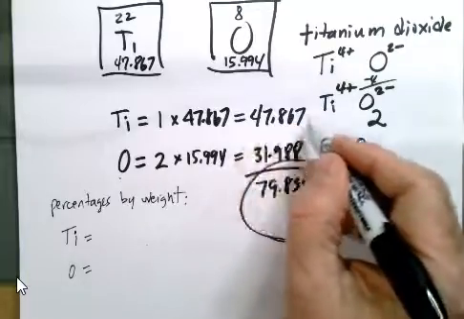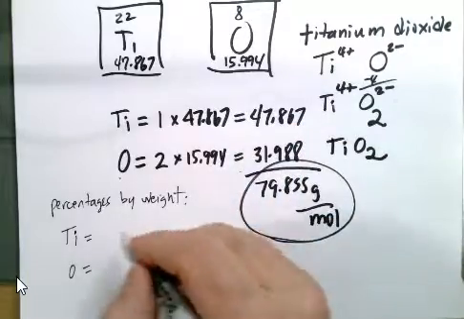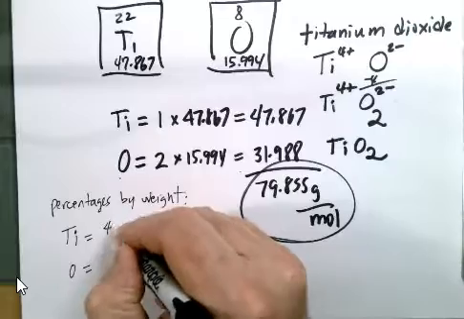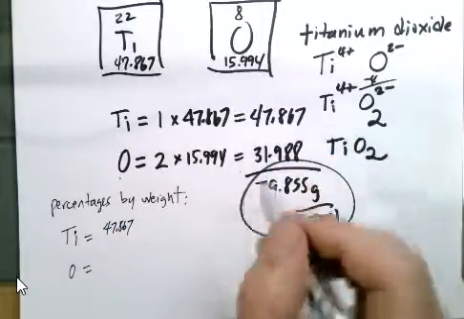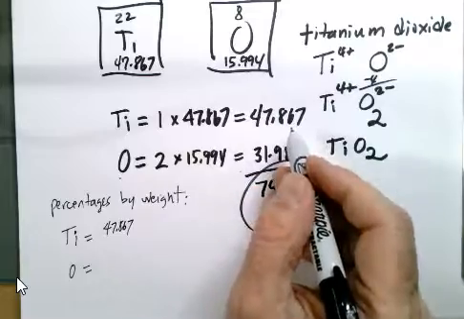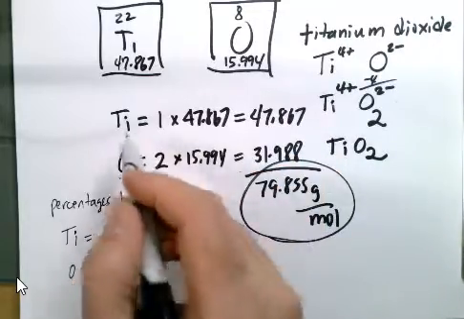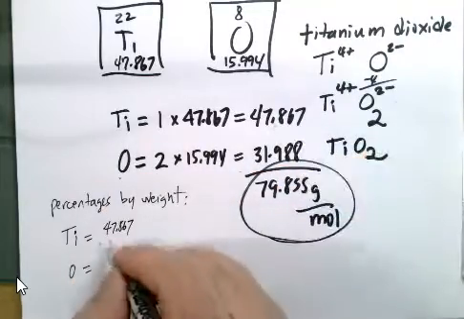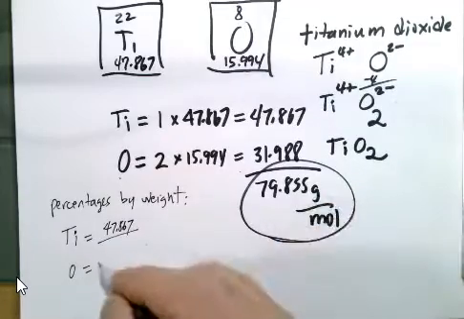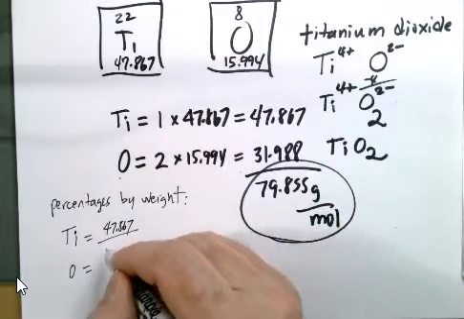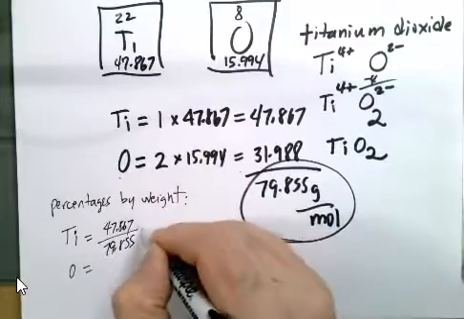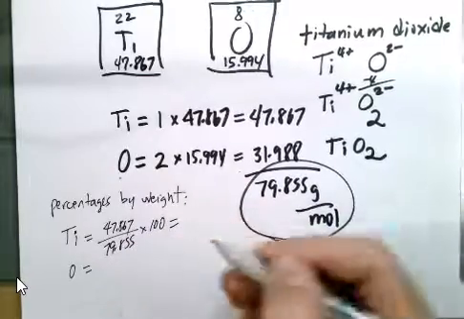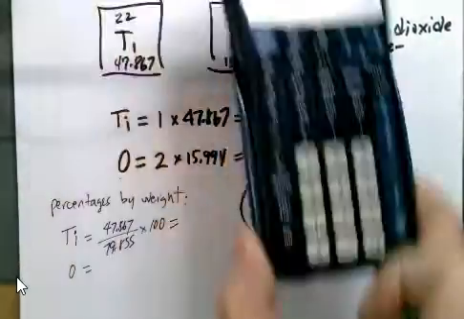Just take the mass of 47.867. This is how many grams in 1 mole of titanium in this case. Divide it by the weight of the compound. Multiply by 100. Let's put it in the calculator.